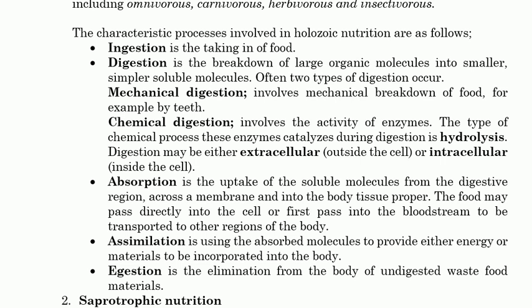So absorption is the uptake of soluble molecules from the digestive region across a membrane and into the body tissues, into the body tissue proper. The food may pass directly into the cell or first pass into the bloodstream to be transported to other regions of the body. So we shall see later how the process of absorption takes place and the mechanisms which are associated. And the process which is next is assimilation.